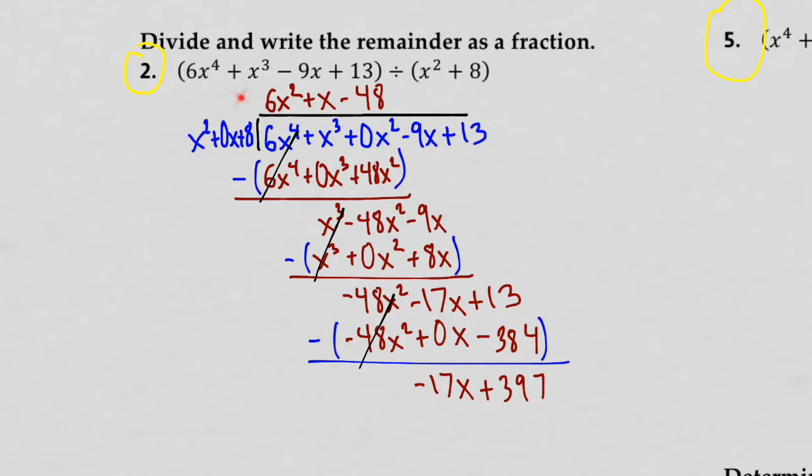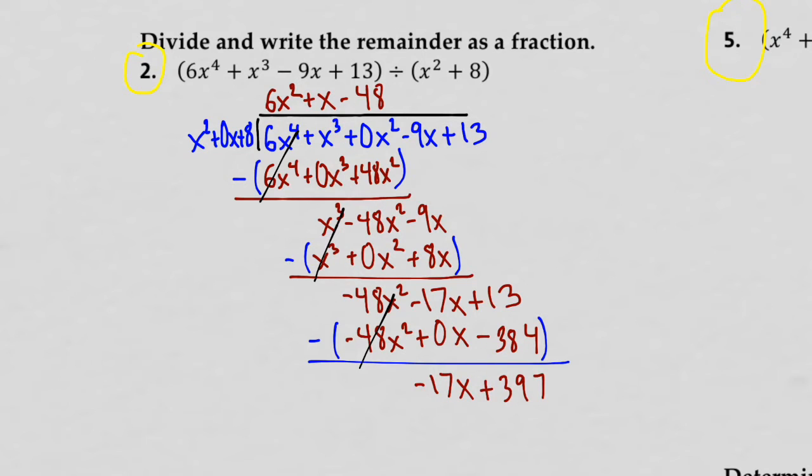You cannot multiply this by something that'll give you this, right? This degree is lower than that degree. So this is your remainder, okay? So what do they mean by write the remainder as a fraction? This is your quotient. That's your answer, okay? But in addition to that, you have this remainder.